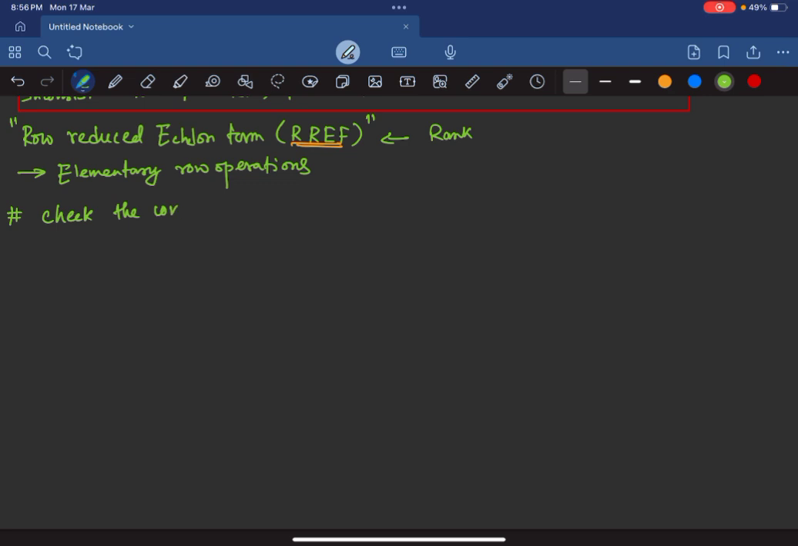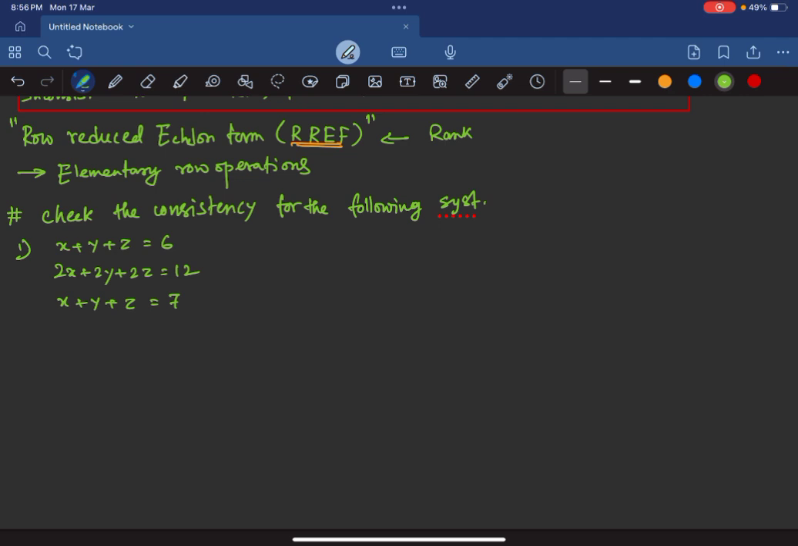Check the consistency for the following system. So take the first question. The system is x plus y plus z equals 6, 2x plus 2y plus 2z equals 12, and x plus y plus z equals 7. So this is our system.